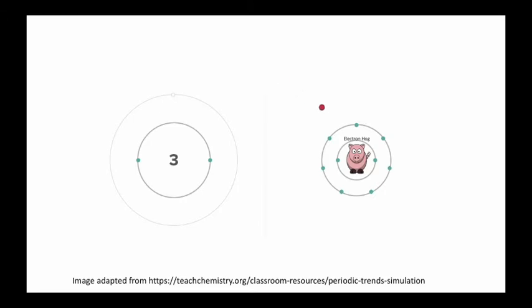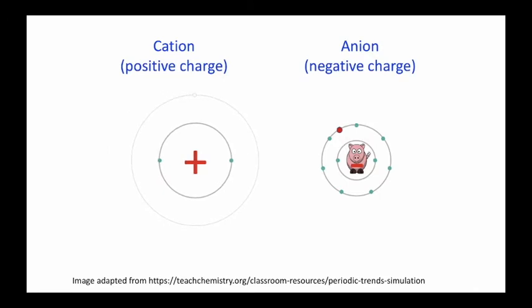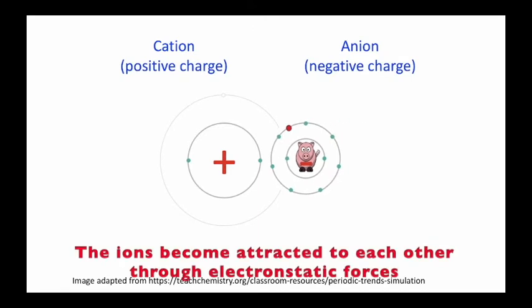The more electronegative element snatches an electron, or a couple of electrons, from the other atom, and it becomes an anion, which is a negative ion. The less electronegative one happily gives up its electron to become a cation, a positive ion. The ions, now oppositely charged, become attracted to each other through electrostatic forces.